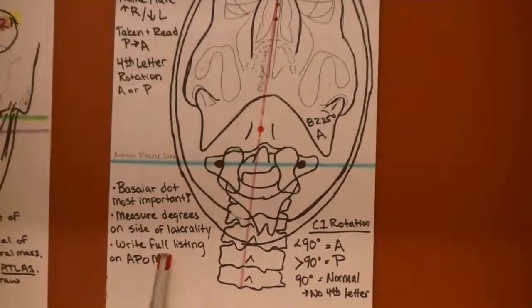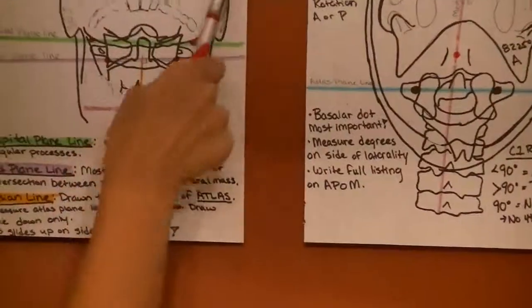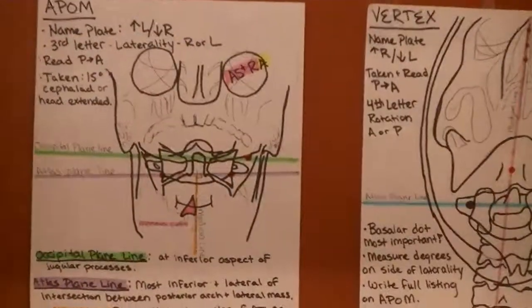Once you get the A or P on this listing, you can come back to the APOM and write it in the I orbit. And that's everything to review for the midterm.